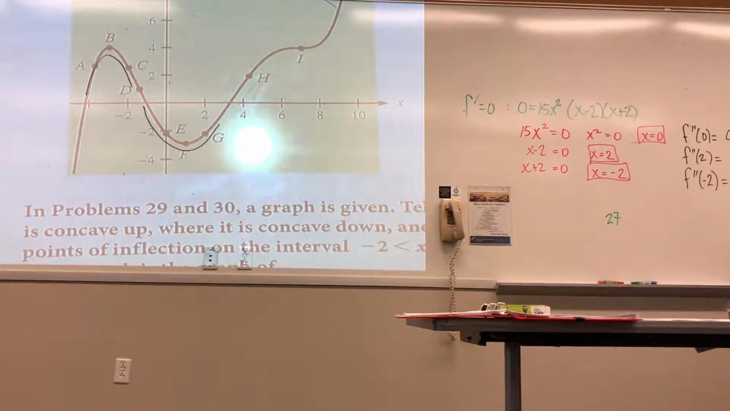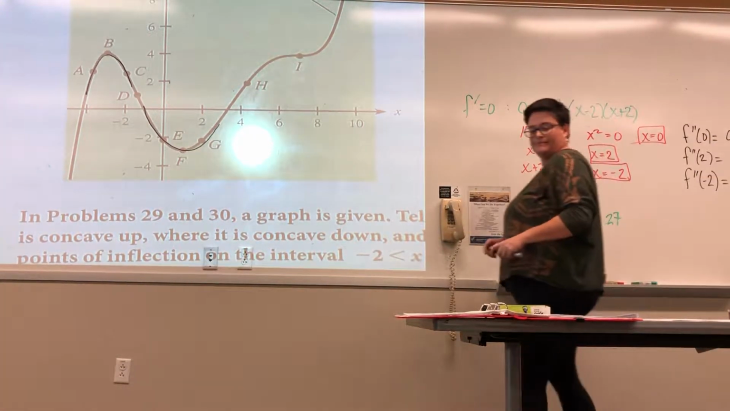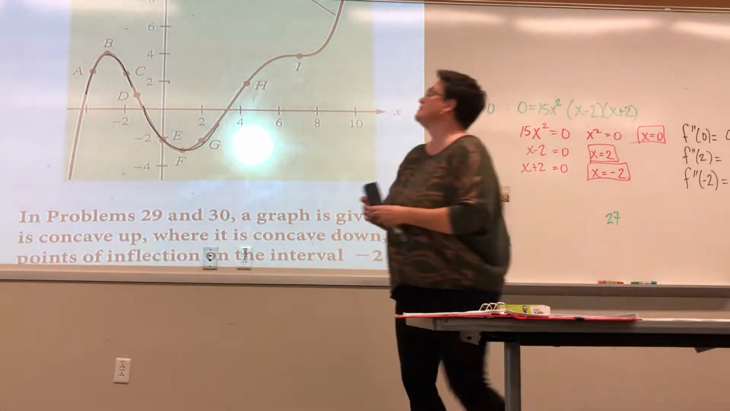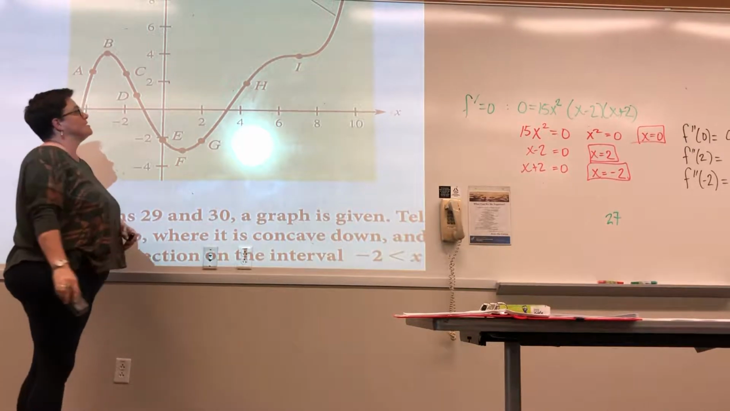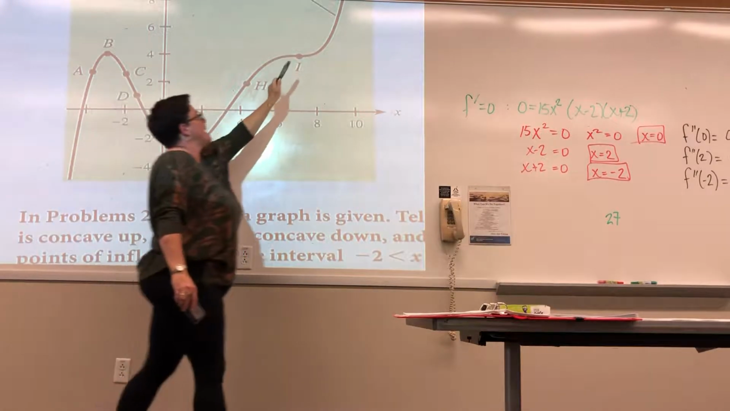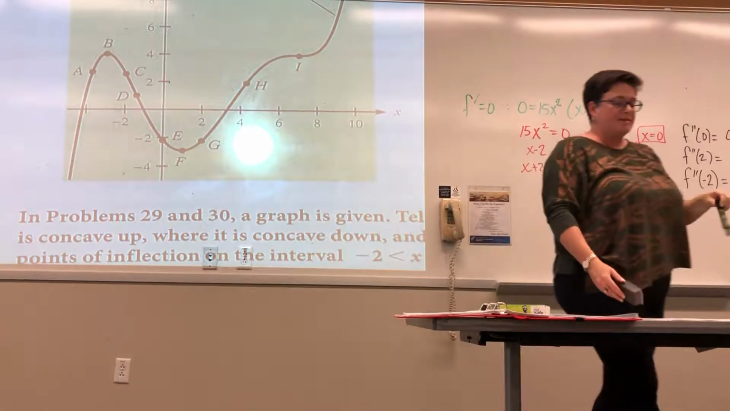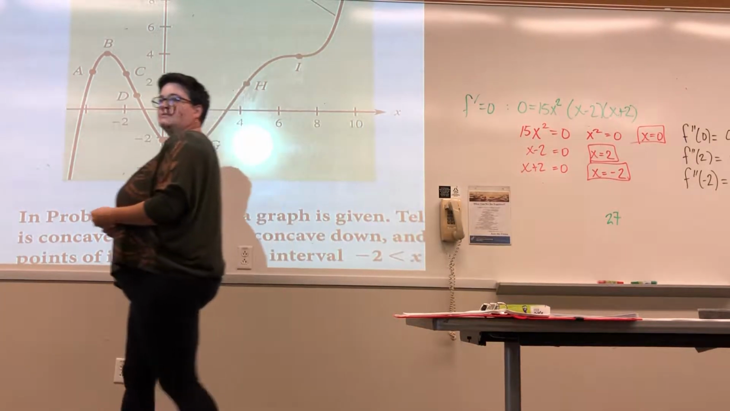F prime of x is 0 and f double prime is greater than 0. So what are we looking for? So no slope and then a positive. 0 slope and concave up. Where are the only places that satisfy that? We have 3 0 slopes, B, F, and I. Which one has positive concavity? F. You guys with me?